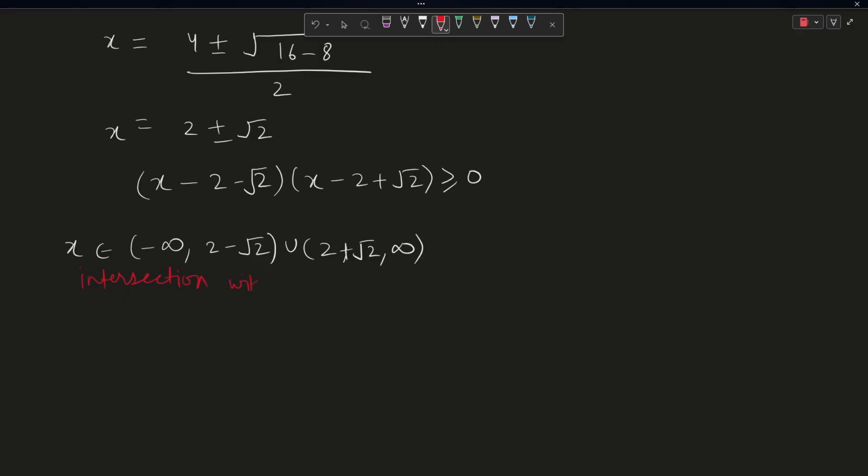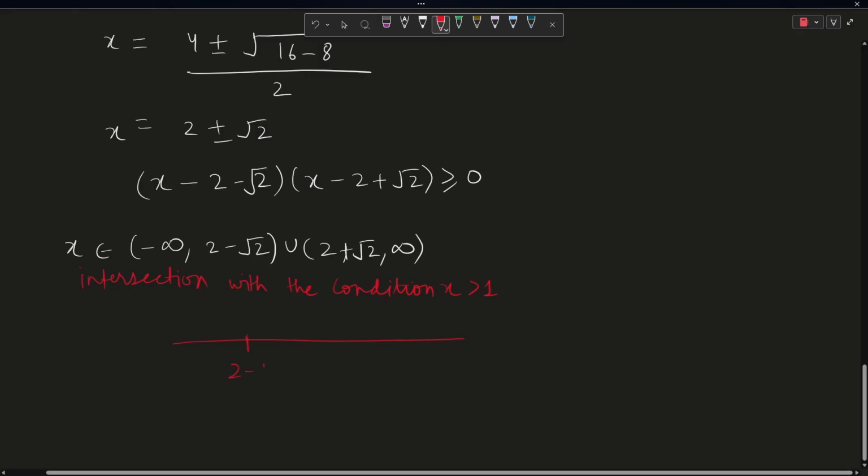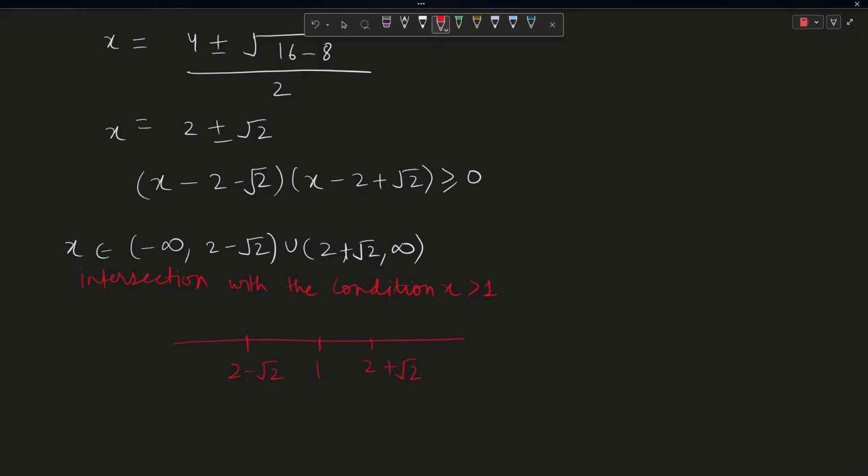Intersection with the condition x greater than 1. So on taking the intersection with the condition x greater than 1, I can firstly plot, here comes 2 minus root 2, then 1, then 2 plus root 2, right? Or just eliminate 1 for once, plus minus plus. This is the general case for the sub part.